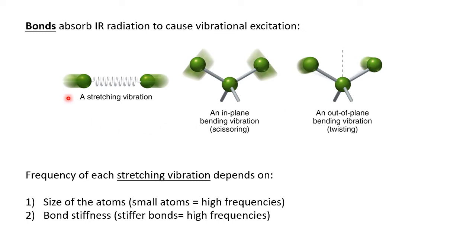Now again, we're going to be focusing on the stretching vibrations. The frequency of each stretching vibration depends on two things, and they're somewhat related to one another. First, the size of the atoms. Small atoms absorb at high frequencies. So when you have bonds between small atoms, they're actually going to be stronger bonds. That's because the electrons in smaller atoms are held closest to the nucleus of the atom. So bonds between small atoms are stronger and are going to take a lot more energy to cause a vibration.